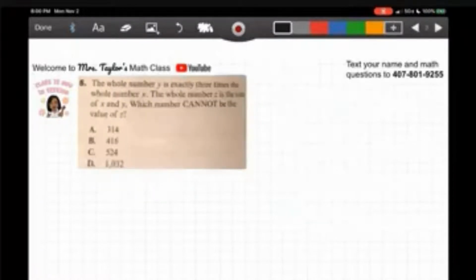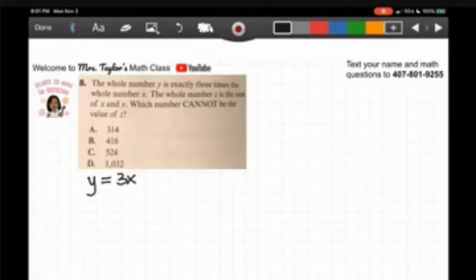So I'm going to go ahead and go to the next question. This question here says, the whole number y is exactly 3 times the whole number x. The whole number z is the sum of x and y. Which number cannot be the value of z? So let's go back to the first sentence. It says the whole number y is exactly. When I see the word is, I know I'm working with an equal sign. And it says exactly 3 times the whole number x. So it's going to be 3 times x.